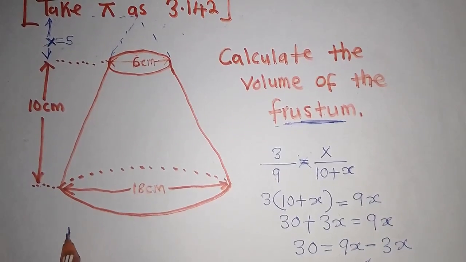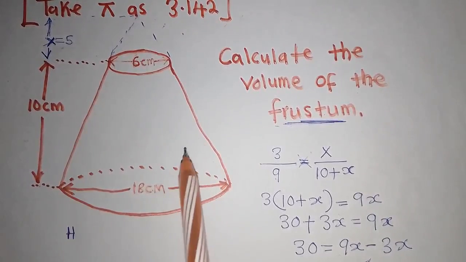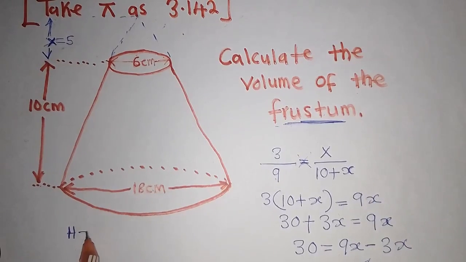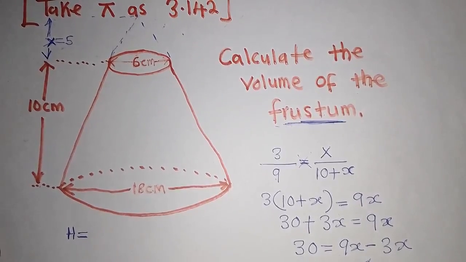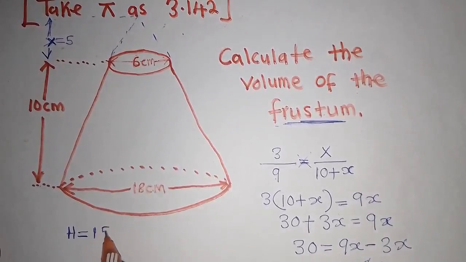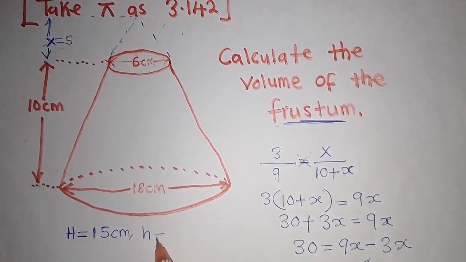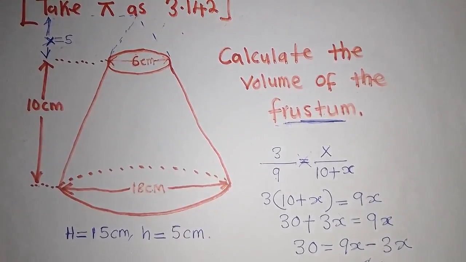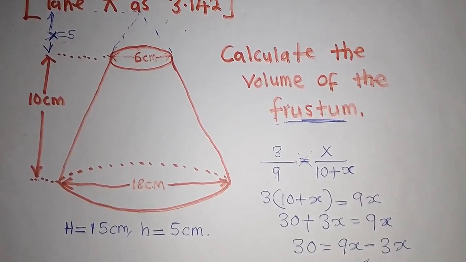When I say capital letter H, I'm saying the height of the larger cone. So what is the height of a larger cone? 10 plus 5. It is 15 centimeters. Then small letter h, I mean the smaller cone. So what is the height of the smaller cone? 5 centimeters. This is what we got. So this is the data that you are having. Then you just continue from here.